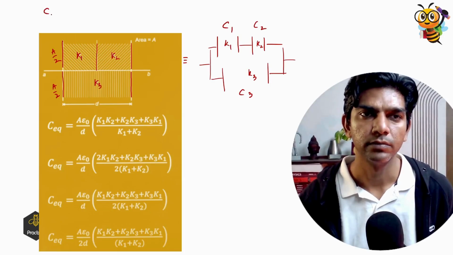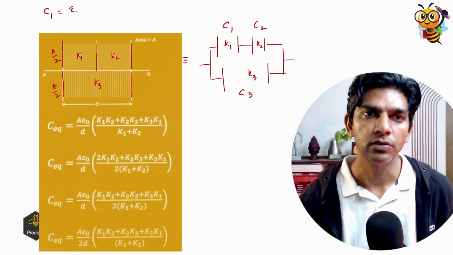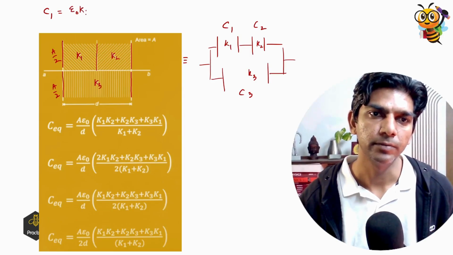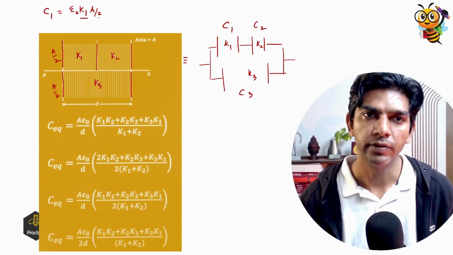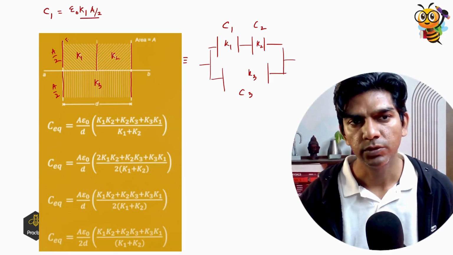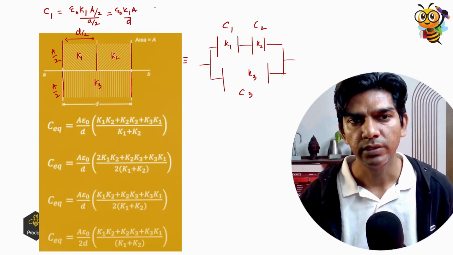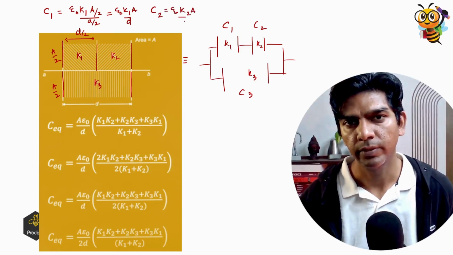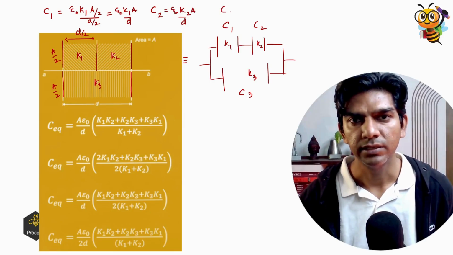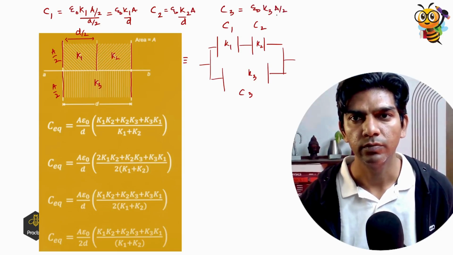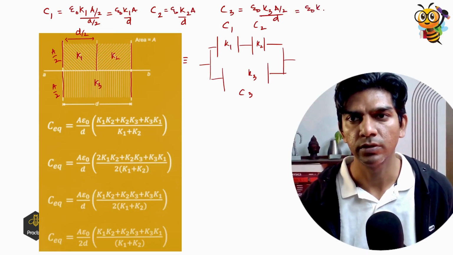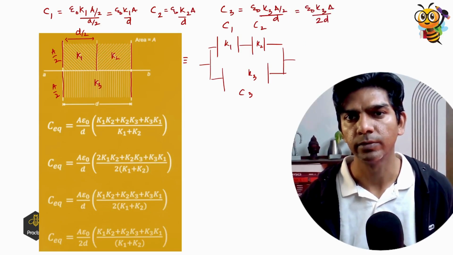So what is C1? C1 can be written as epsilon naught times the dielectric constant times the area divided by the width between the plates. So let us say this is d by 2, right? Which comes out to be epsilon naught K1 A by D. Similarly, C2 will be epsilon naught times K2 times A by D. And C3 will be epsilon naught times K3 times A by 2 divided by D. So that will be epsilon naught K3 A divided by 2D.